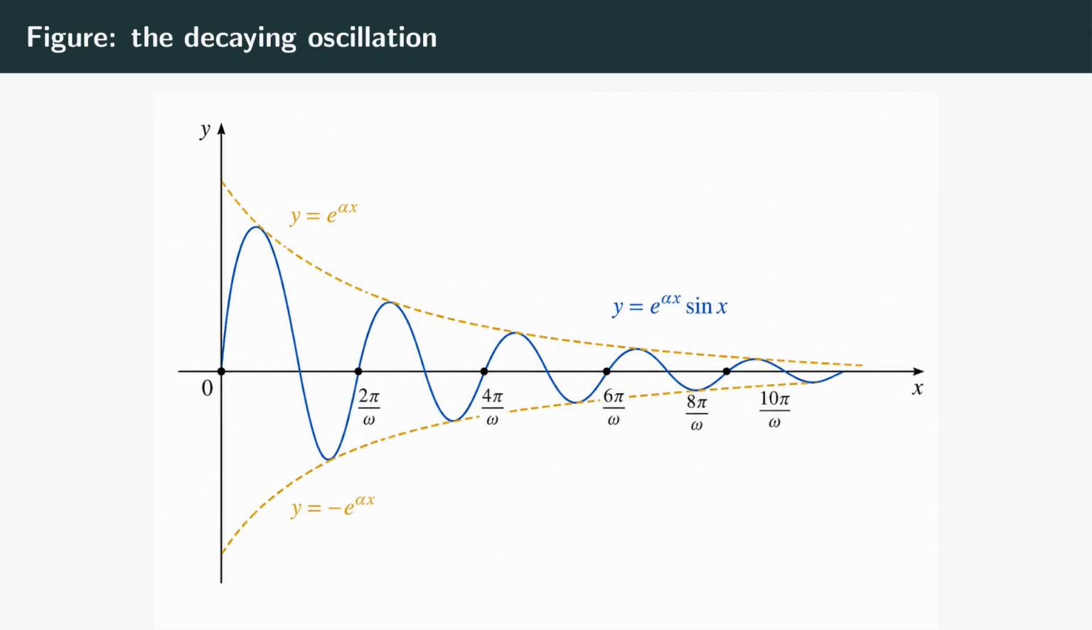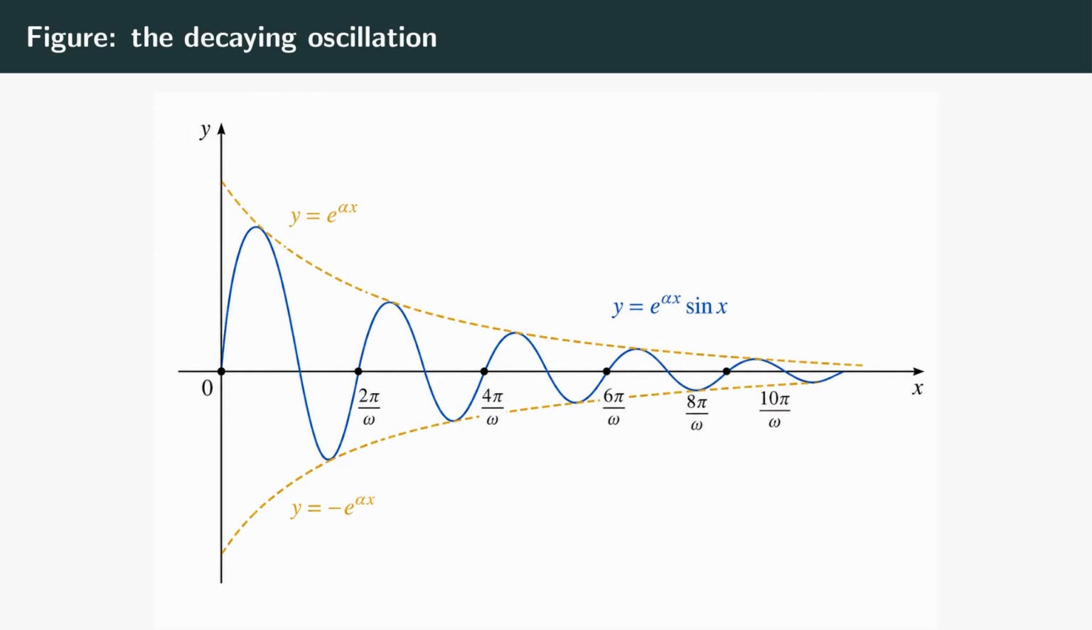Here is the picture for a complex root pair with a negative real part. The blue curve is the solution. It oscillates up and down, crossing zero at a steady rhythm set by the frequency beta, but its swings get smaller and smaller as you move to the right. The two dashed gold curves are the envelope, plus and minus e to the alpha x. Because alpha is negative, that envelope decays toward zero, and the oscillation is trapped inside it, forced to shrink.